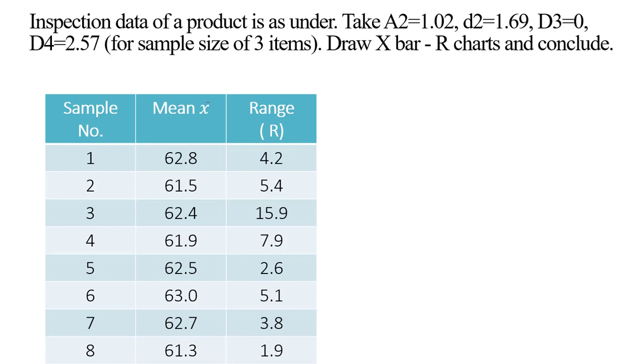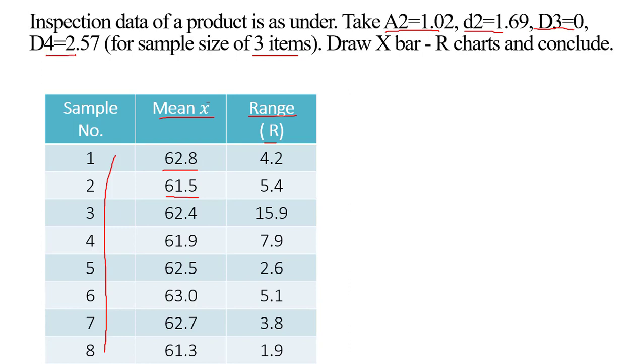Here data of several products is given and the data is tabulated as under. Here data of 8 samples is given, the mean value of each sample is also given, and the range value is also given. Also, there are some constant values given for a sample size of 3.